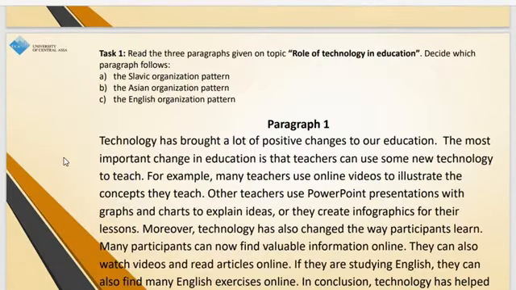Now I will give you task 1. Read the 3 paragraphs given on topic role of technology in education. Decide which paragraph follows. The Slavic, the Asian, or the English.